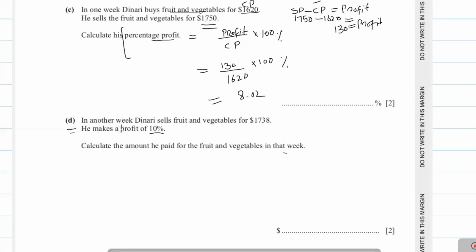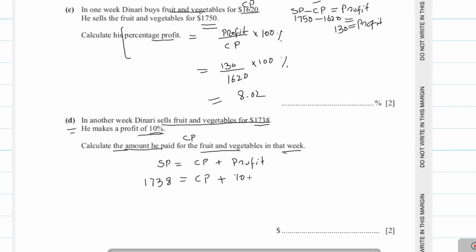Part D, in another week Dinari sells fruit and vegetables for $1738, and he makes a profit of 10%. Calculate the amount he paid for the fruit and vegetables in that week. And look here, this value is the sale price, and here we have to calculate the cost price. And you know sale price equals cost price plus profit. And here the sale price is 1738 and cost price we write as it is, and profit here is the 10% of cost price.